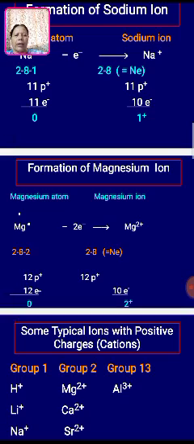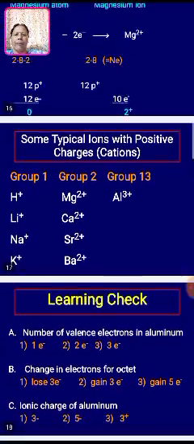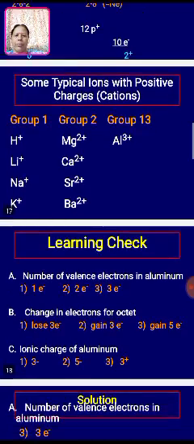Likewise, the magnesium ion is formed in a similar way to sodium. Some typical ions with a positive charge: magnesium 2 plus in group 2, aluminum 3 plus in group 13, and in group 1 it is H plus, lithium plus, sodium plus, potassium plus, etc.